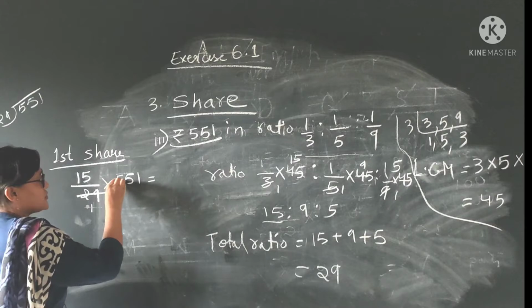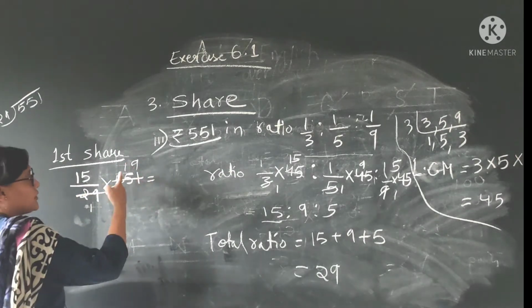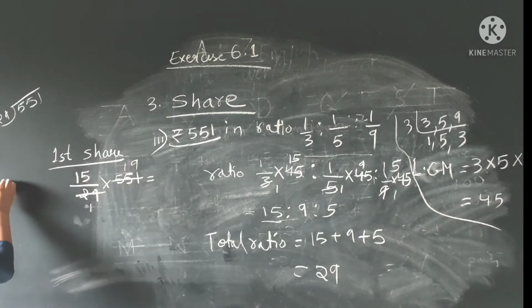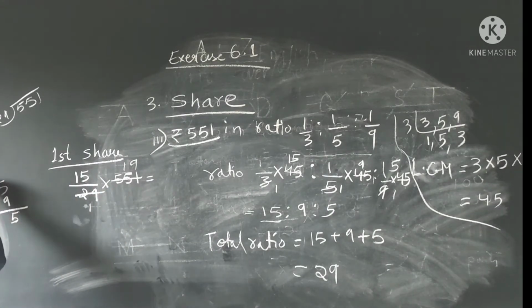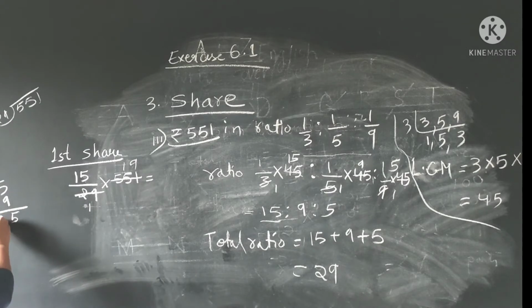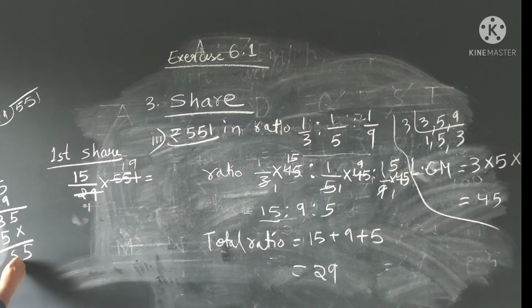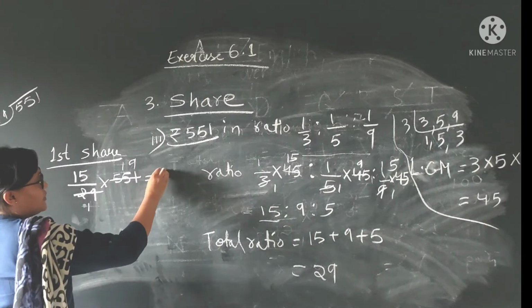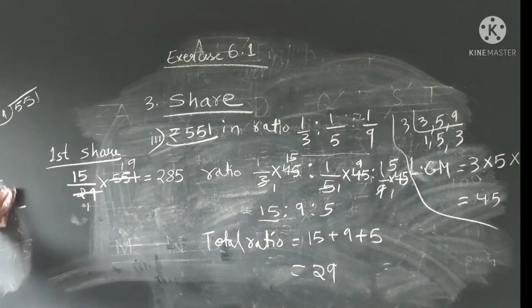So 29 into 19 is 551. Now if you multiply 15 into 19, let's multiply and check how much you will get. 9 fives are 45, 4, 9 ones are 9, 13, here 1. So what you will get here is 285. So first share is 285.